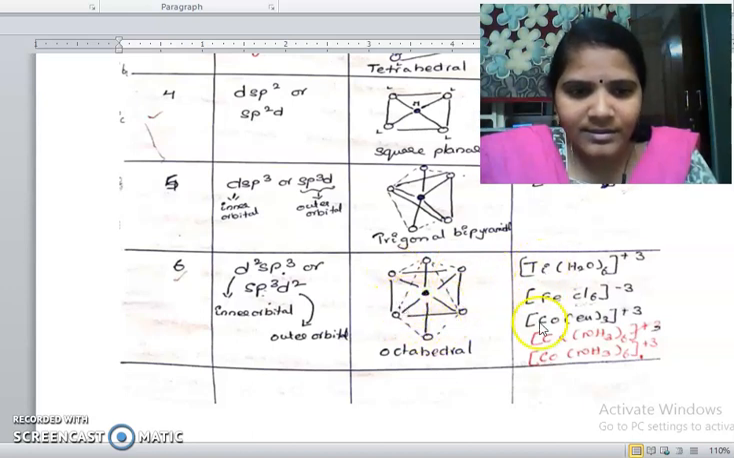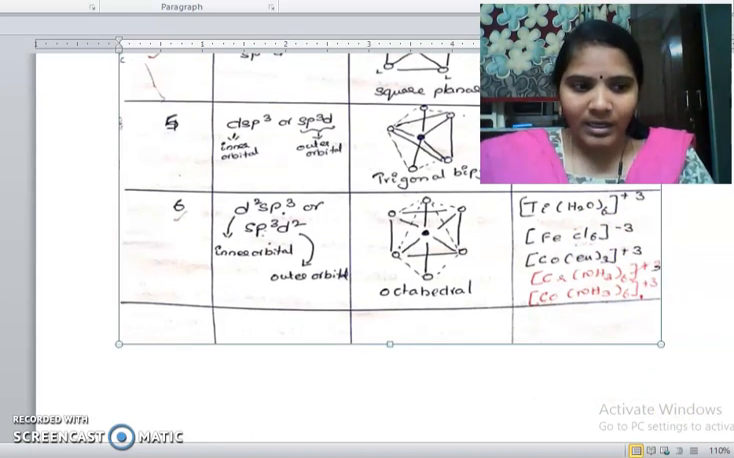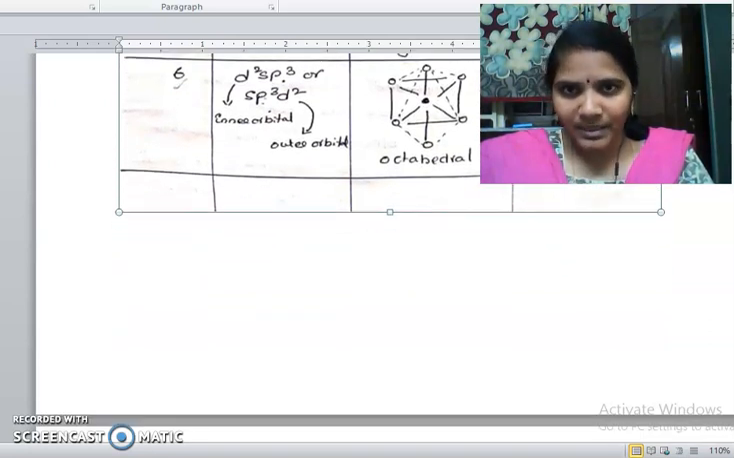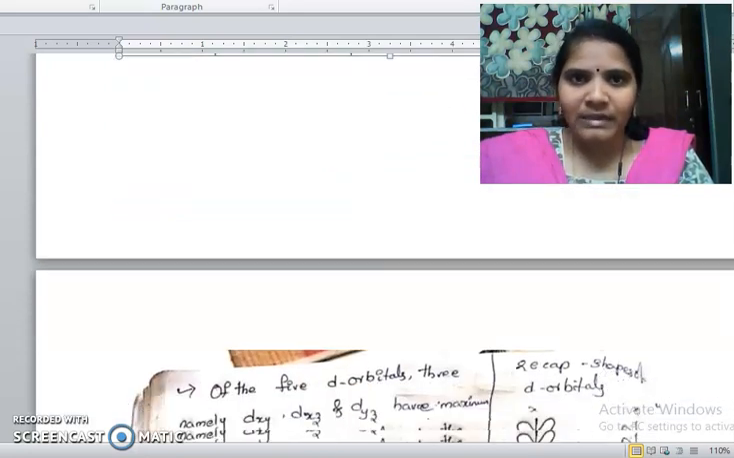And here I just listed a few of the octahedral complexes with weak ligands and with strong ligands. How the d orbitals of the metal atom will experience repulsion by the ligands is what is explained by the crystal field theory.